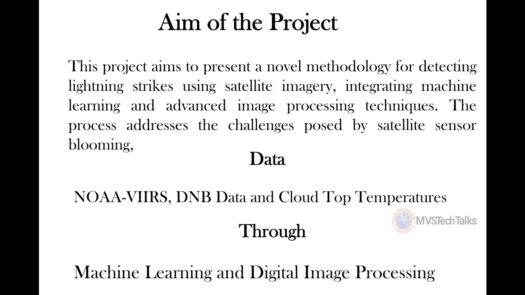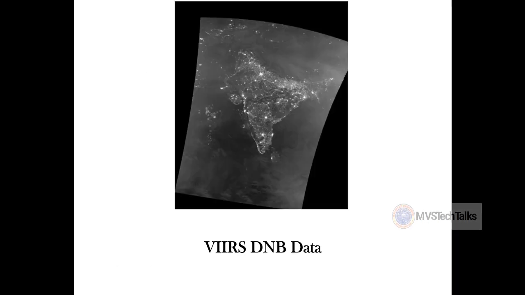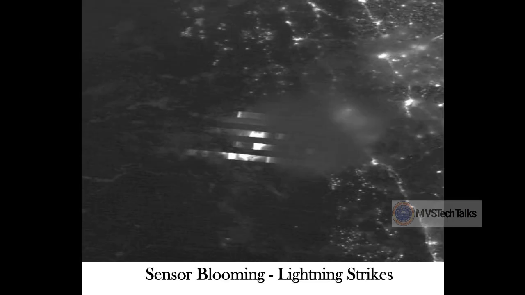Now let's dive into our project. For this, we need the information and data of clouds. As it is humanly not possible, we are using satellites. Here we use a NOAA satellite. When the sensor detects lightning, due to the high intensity of light, the sensor will be overwhelmed and become what is called sensor blooming. Sensor blooming will directly show up on the images.